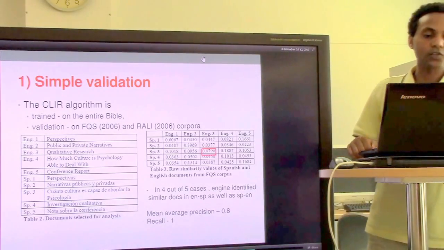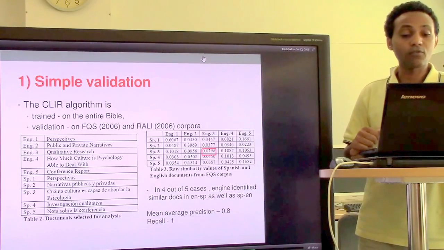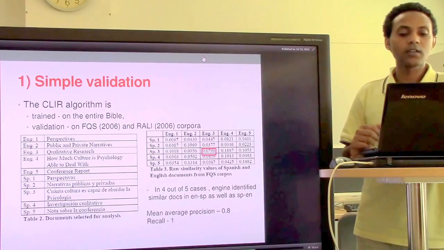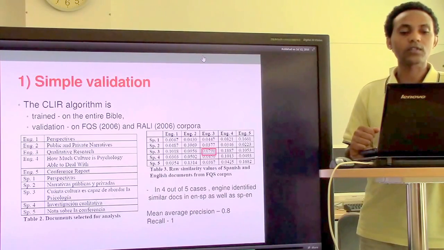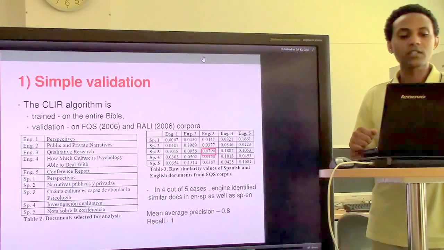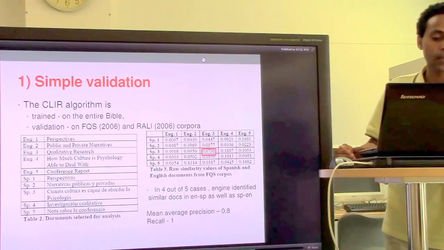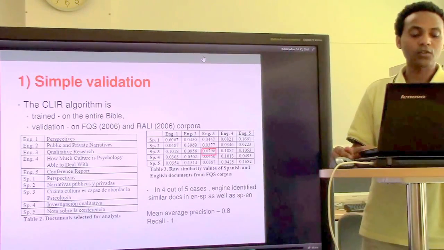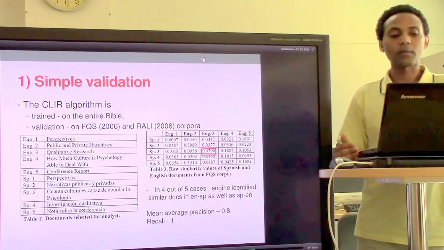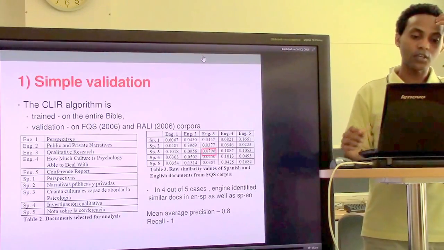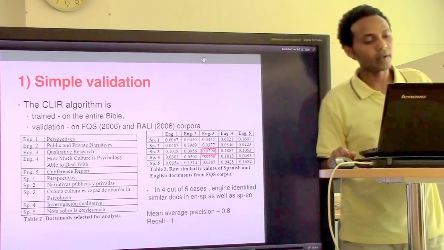So there are two validations that they performed for evaluating the Bible's usefulness for cross-language information retrieval. The first one is simple validation. Here they train on the entire Bible, and they validate on other corpora which are not related to the Bible. One is the FQS, and another one is the RALI corpora.